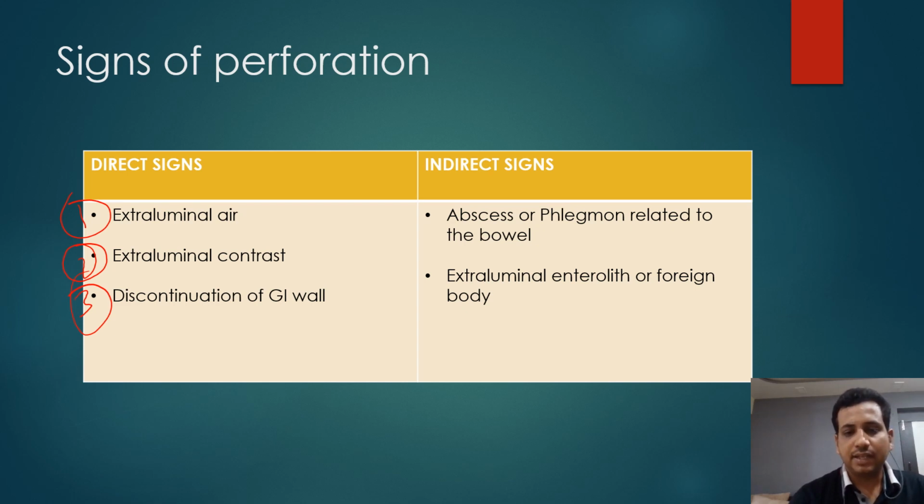And indirect signs are abscess or phlegmon related to the bowel. Bowel will be there, and surrounding it an abscess or phlegmon can be seen. This is called sealed up perforation, which is also commonly seen. Okay. And then extraluminal enterolith or foreign body is also an indirect sign of bowel perforation.